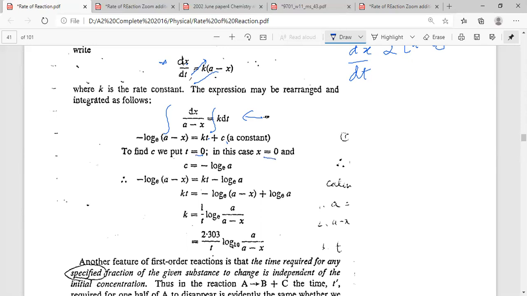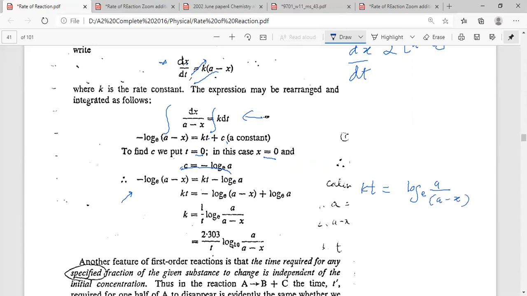So your C is equal to minus log base e of A. You substitute into here and you get this equation. You bring this one over to this side, so kt is equal to this one here. Again, you rearrange this whole thing, so kt should be equal to, remember you bring this over to this side, log base e of A over A minus x.